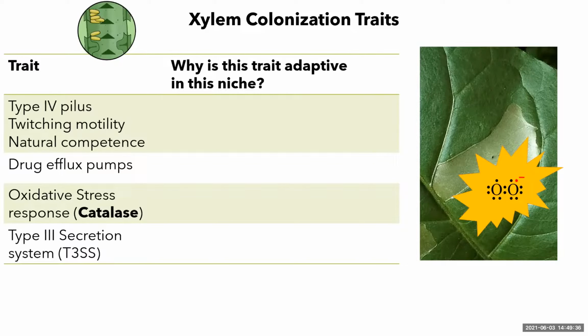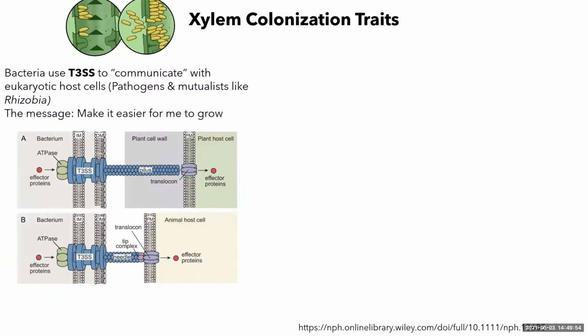Danny mentioned reactive oxygen species are a key output of plant immunity. Very radical, can damage a lot of bacterial cells. So a lot of pathogens have mechanisms to protect themselves from that, like catalase, which breaks down hydrogen peroxide. And then for the final trait that we're going to talk about, the type 3 secretion system.